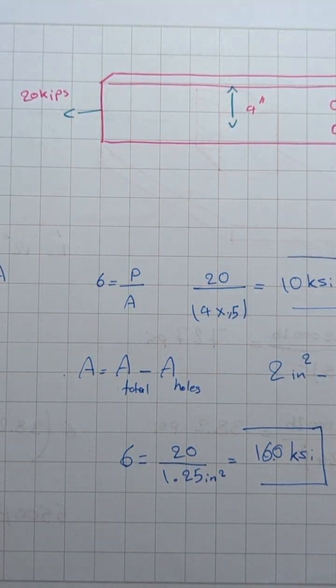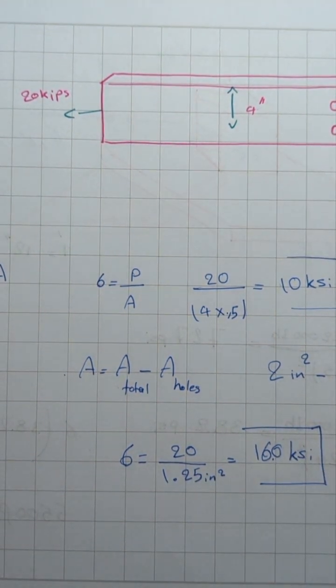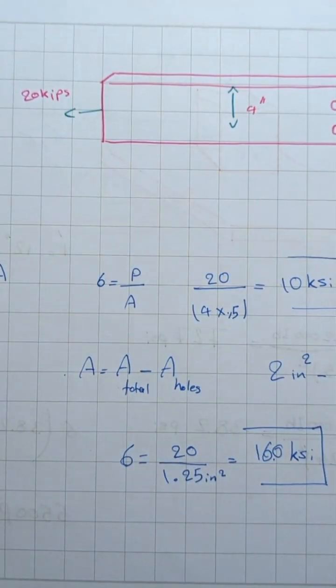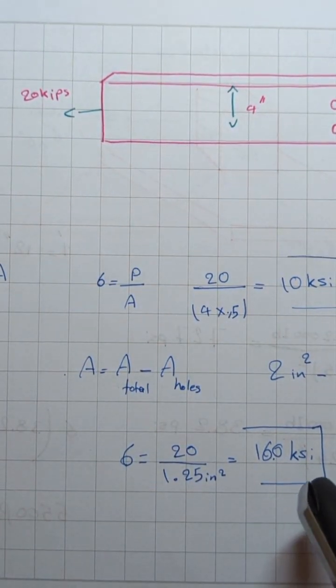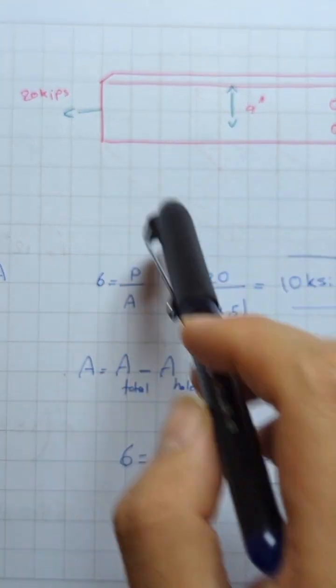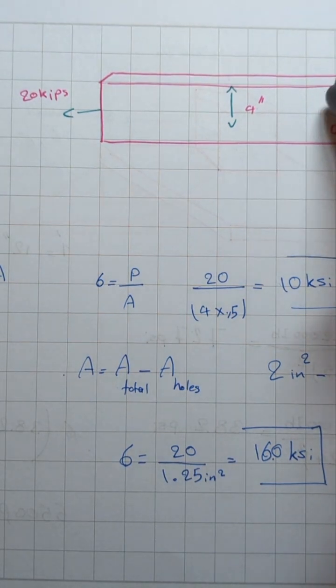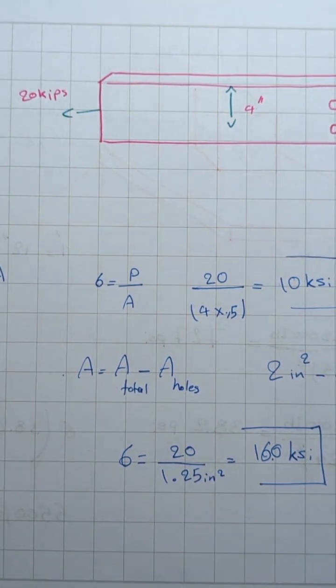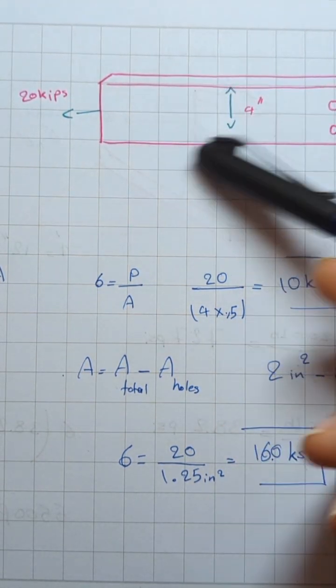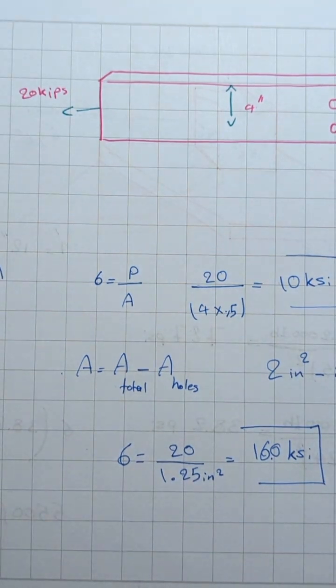It means that if we cross this, the stress on this section is more than the stress on other sections. Why? Because we have these 2 holes. The strength of this material is lower in this section. The strength of this material is higher in this section.